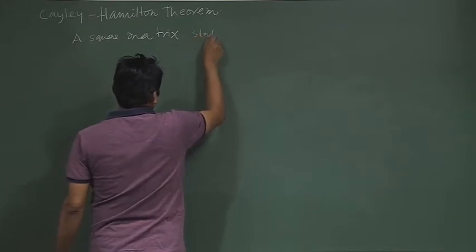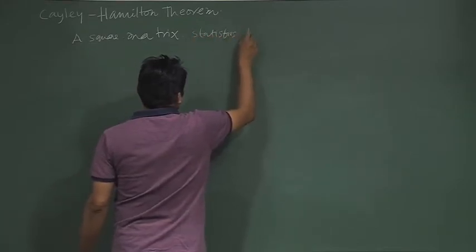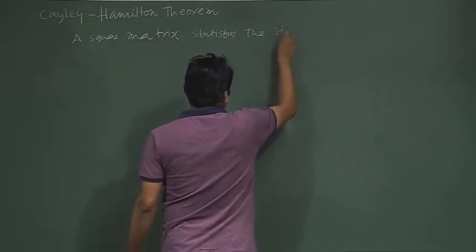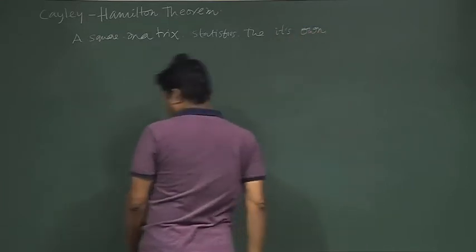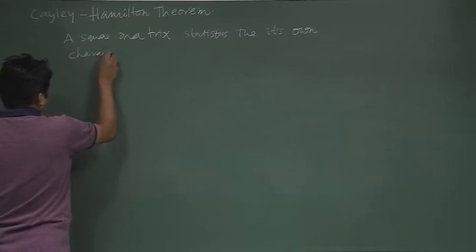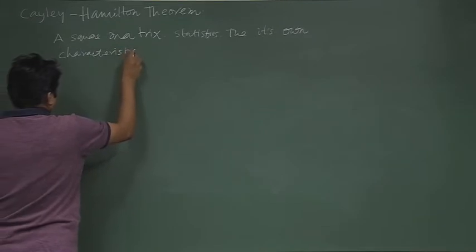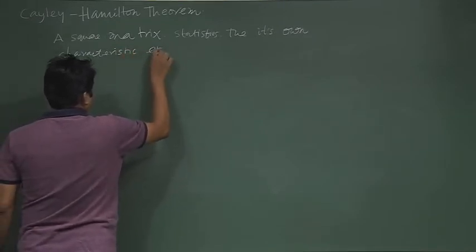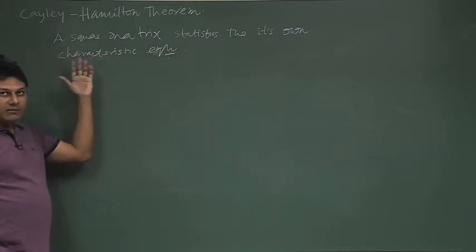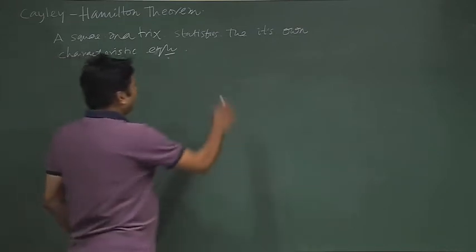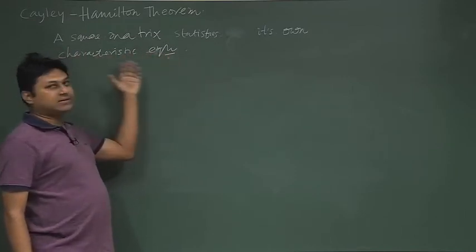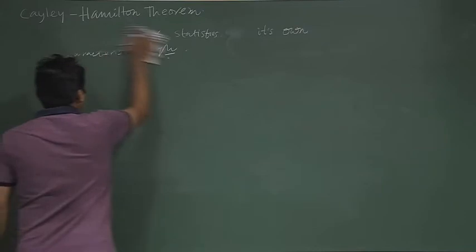satisfies its own characteristics equation. A very simple statement: a square matrix satisfies its own characteristics equation. What is the meaning of that?